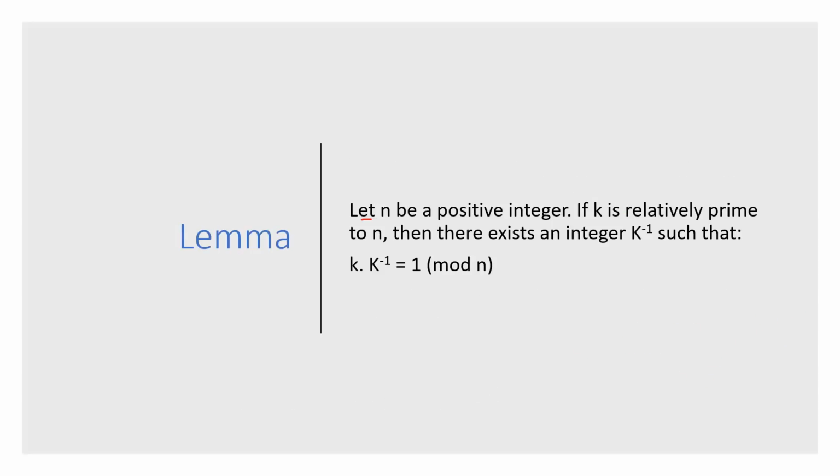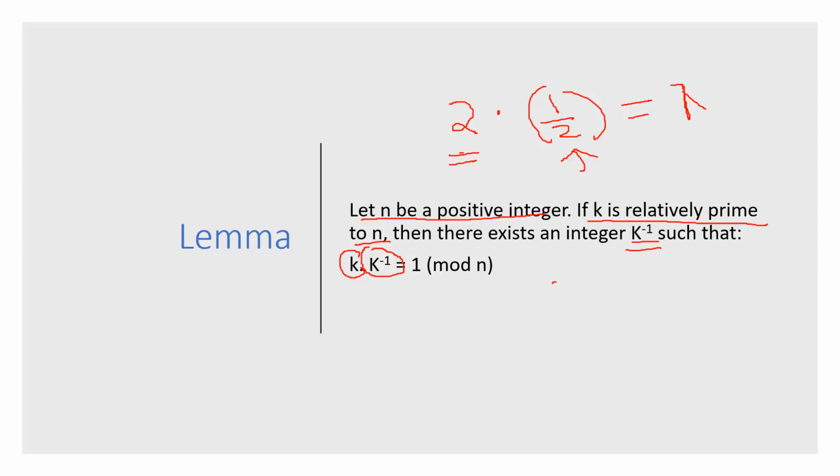And this notion is really important for the next idea. If n is a positive integer and k is relatively prime to n, then we can find an integer k inverse. Now this inverse is not the same as what you learned in algebra. Because in algebra, given 2, the inverse of 2 is 1/2. If you multiply them, you get 1. But the problem in modular arithmetic is, although 2 is an integer, 1/2 is not an integer. So what we're looking for is two integers whose product is congruent to 1 mod n.